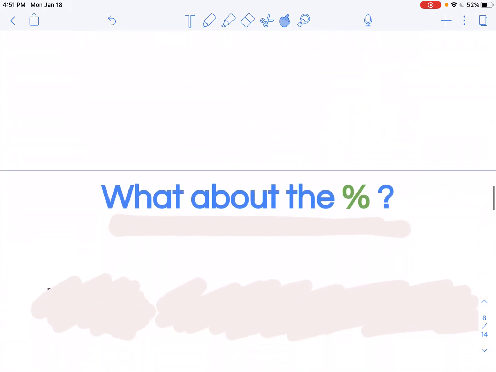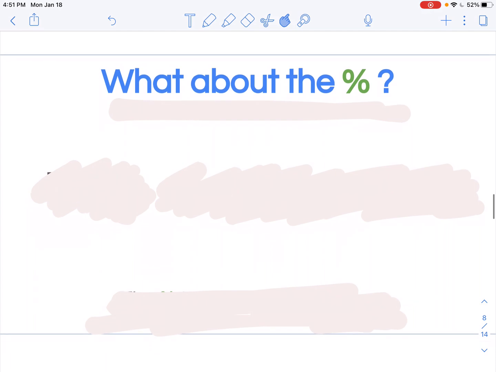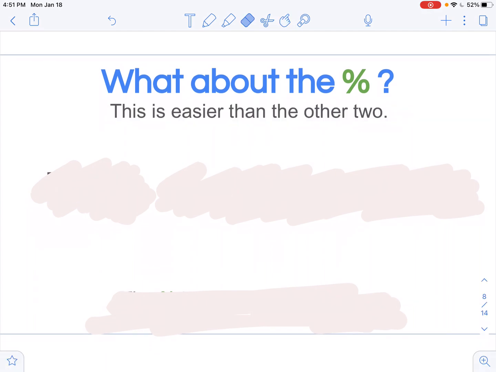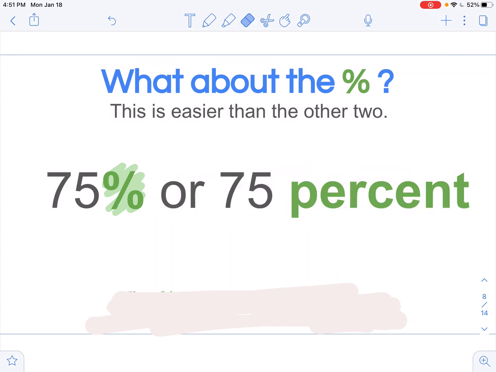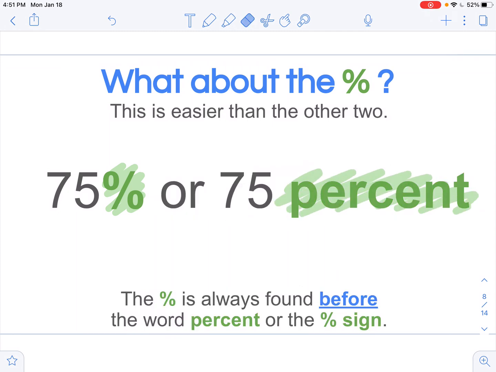All right. What about the percent? This one is easier than the other two because the percent usually looks like this: 75 with that percent sign. Or sometimes they'll write out the word percent. The percent is always found before the word percent or the percent sign. The percent will never be found after the word percent or the percent sign. It's always got to be before it. So let's look at some examples.